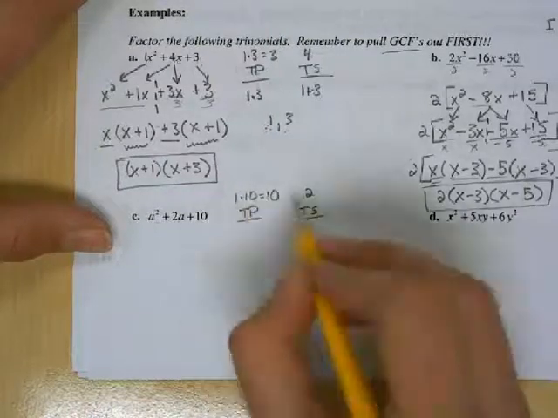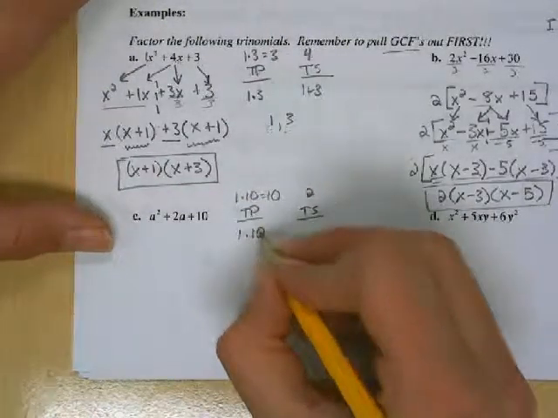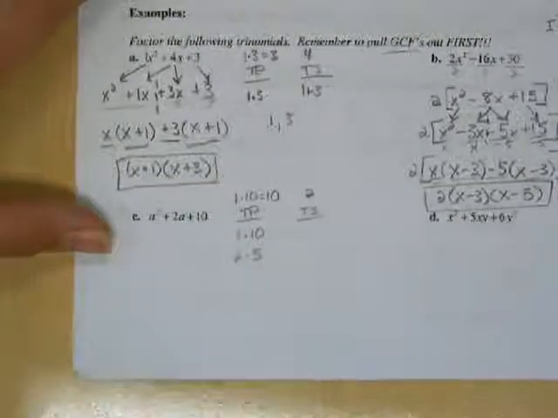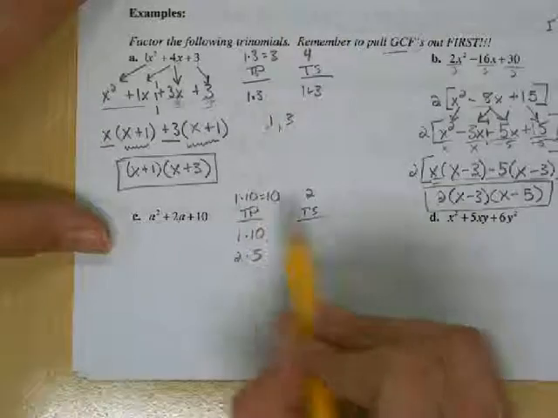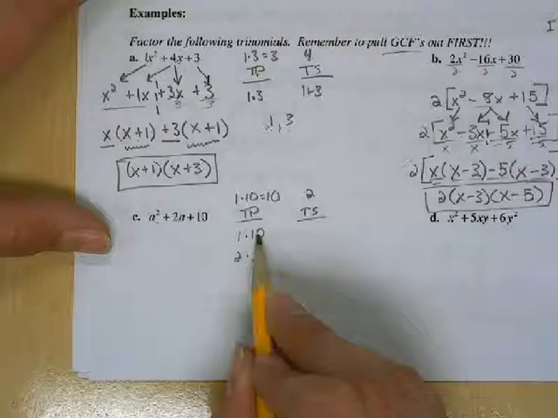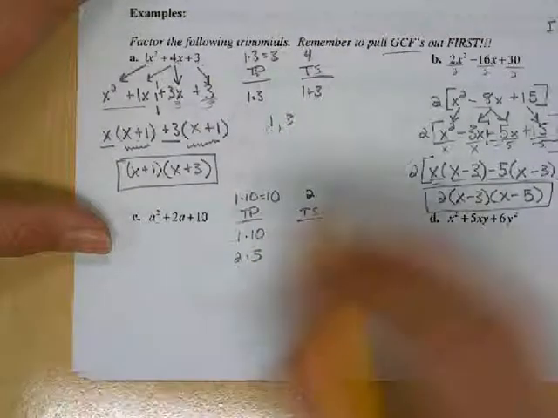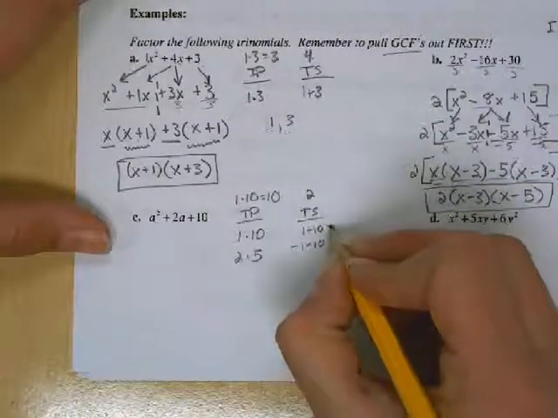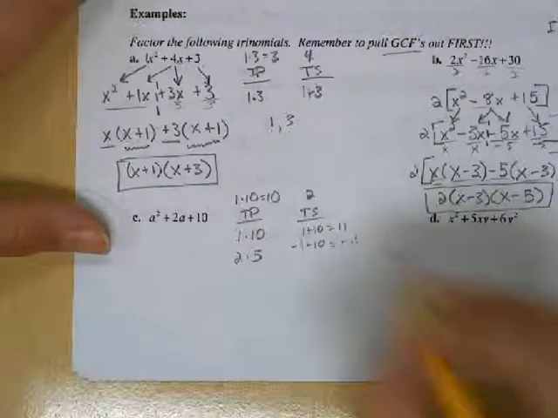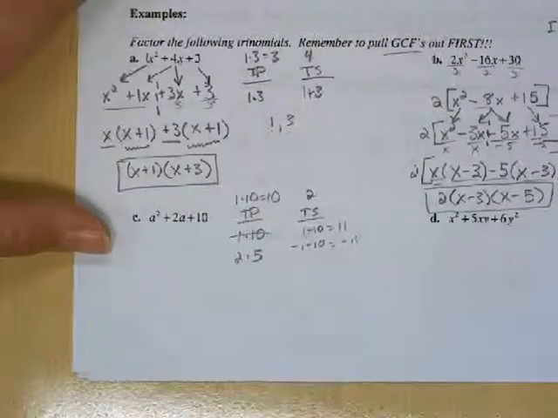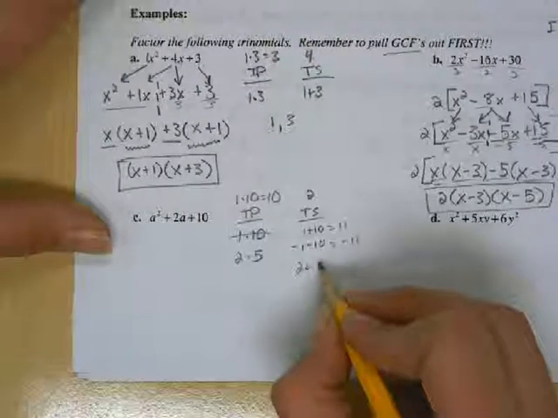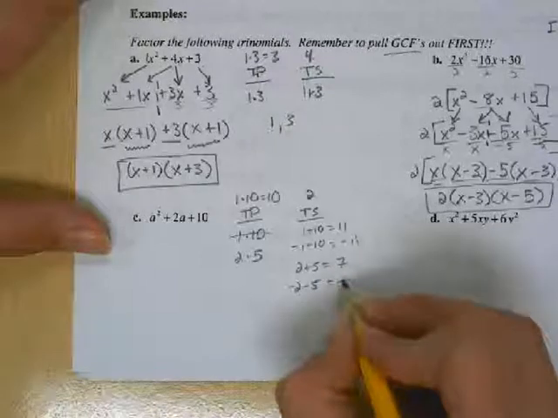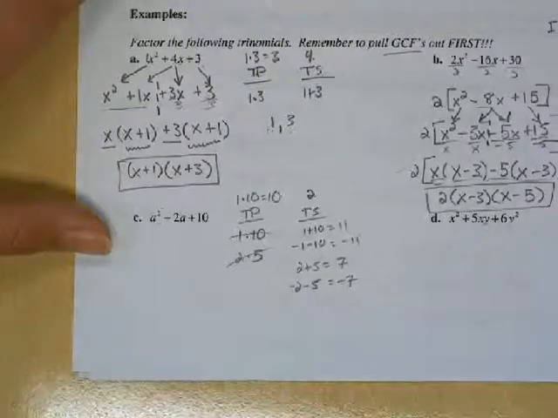Here we go. Start listing them out. 1 times 10, 2 times 5. That's it. Okay? They're both positive, which means they have to have the same sign. 1 plus 10 is positive 11. Negative 1 minus 10 would give me negative 11. Okay, so 1 and 10 doesn't work. Try the 2 and 5. 2 plus 5 would give me 7. Negative 2 minus 5 would give me a negative 7. 2 and 5 doesn't work.